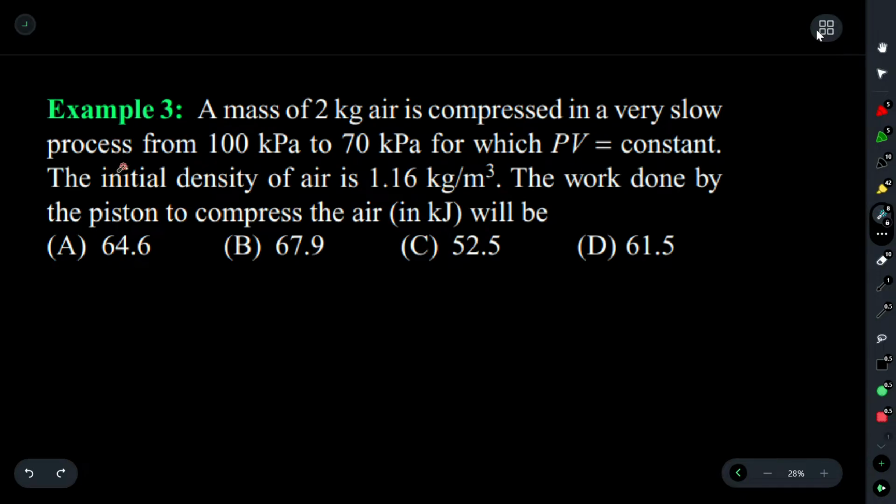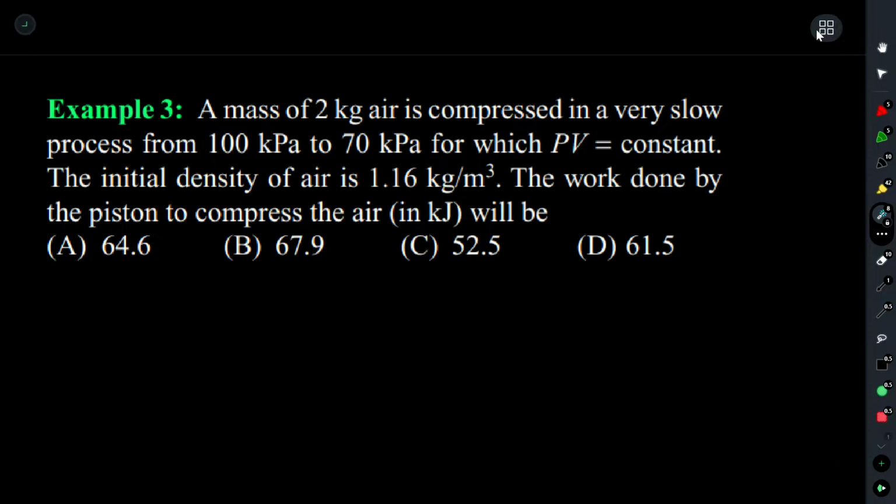So let us try to read fast and understand what the given data is and what it is asking us to find out, right? Here it is telling that a mass of 2 kg of air is compressed in a very slow process from this much pressure to this much pressure, for which PV equals constant.